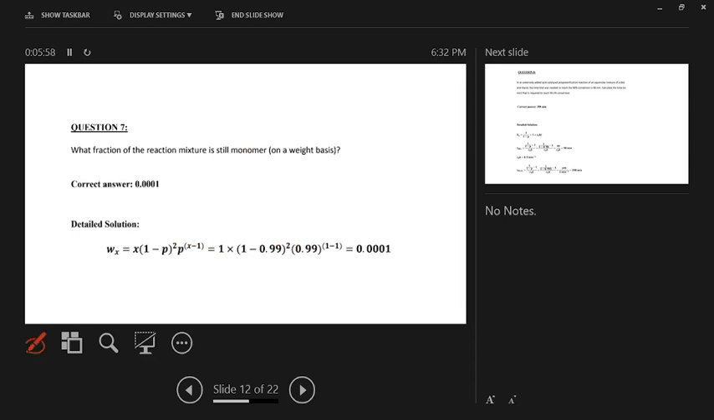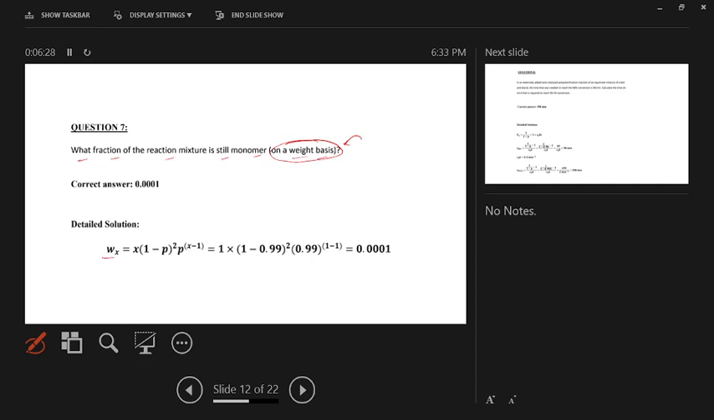Okay, then question number 7. Question number 7 is asking what fraction of the reaction mixture is still monomer on a weight basis. Now you need to find out on a weight basis how much weight there is of this monomer. Before that, we just found out how many moles there are in the previous part. Here we are going to find out the weight basis.